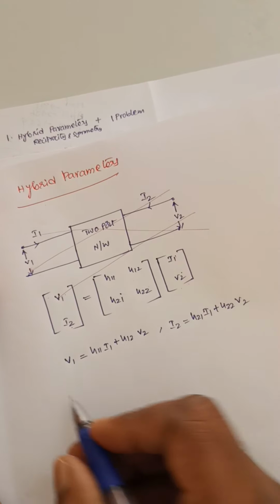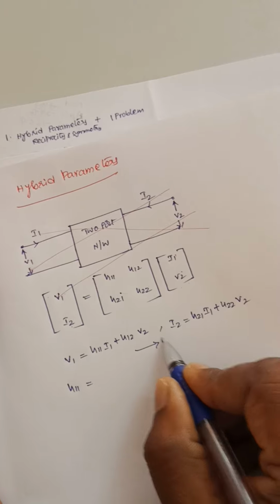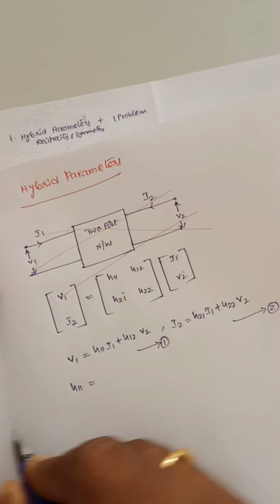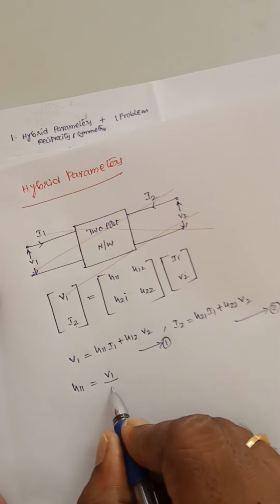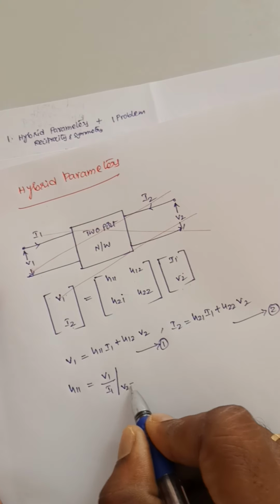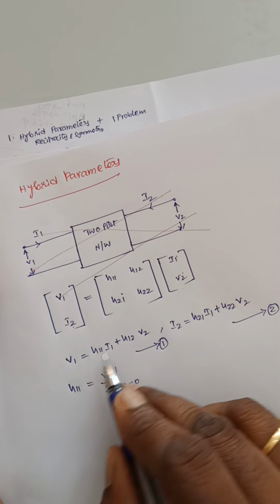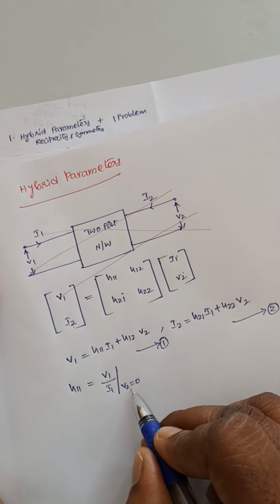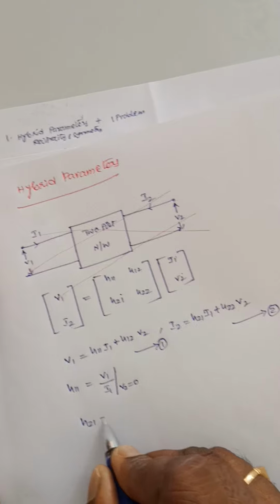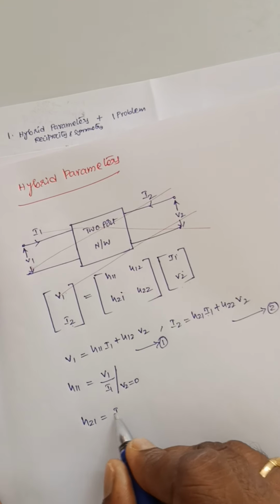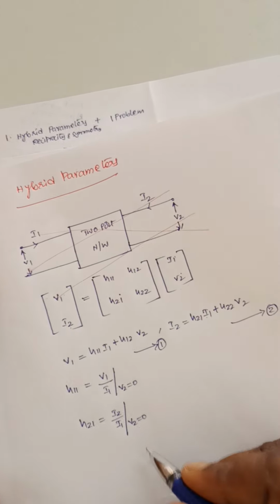Now you see H11, from this equation, let us assume it is equation number 1, and this is equation number 2. From equation number 1, H11 is equal to V1 by I1 by making V2 equal to 0. So at V2 equal to 0, we can also find H21. So H21 is equal to I2 by I1 at V2 equal to 0.